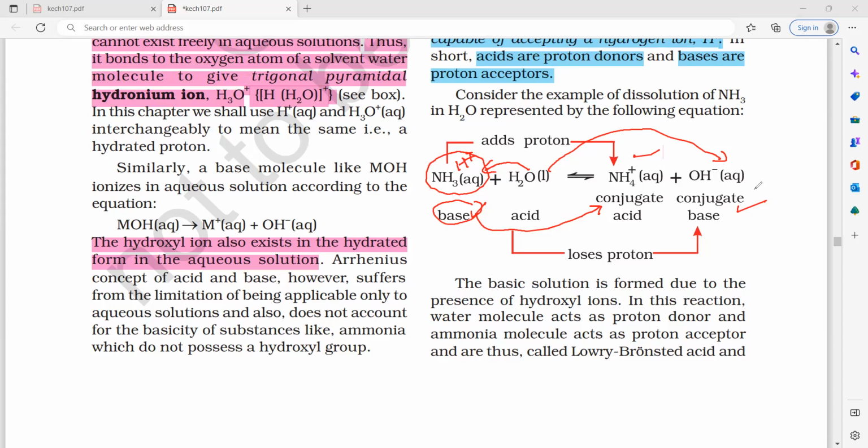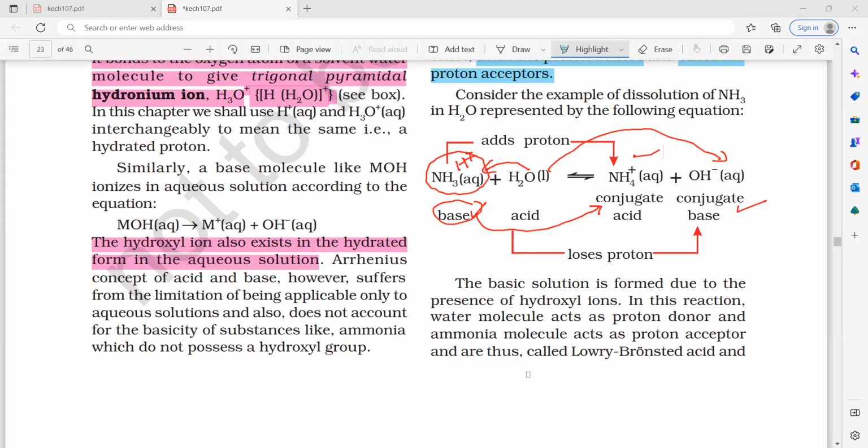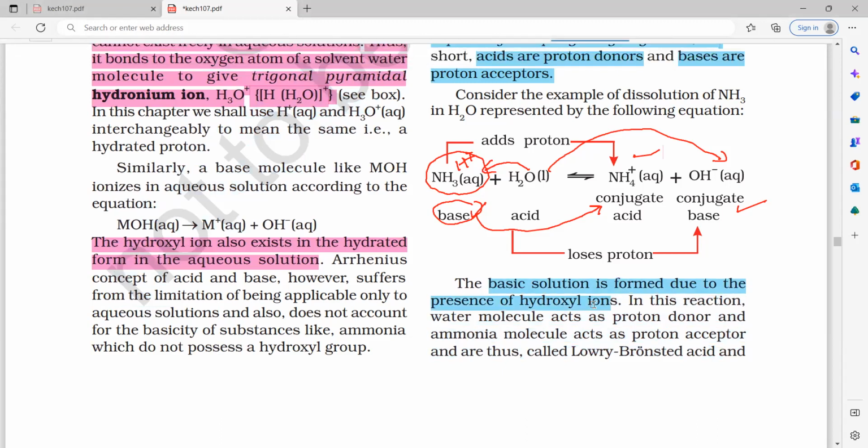So the solution will be basic because we have OH negative ions. In this reaction, water acts as a proton donor and the ammonia molecule acts as a proton acceptor. So they are Lowry-Bronsted acid and base.